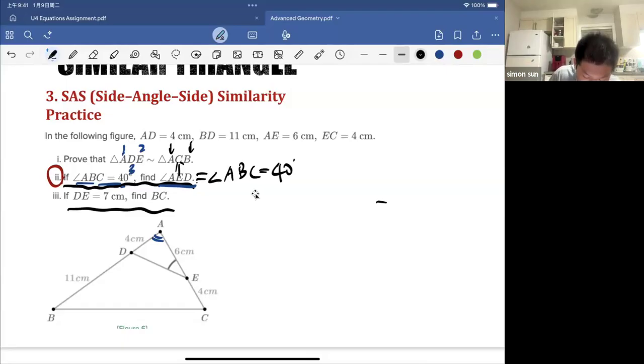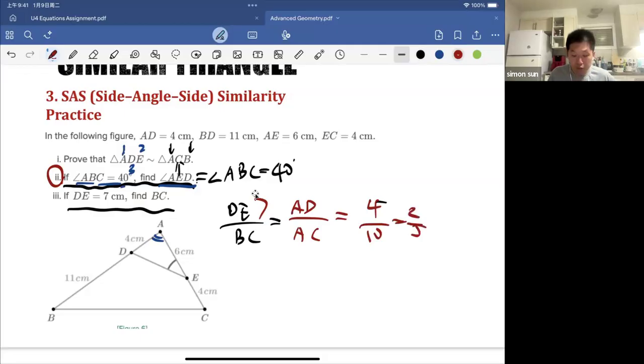Okay. And this one is also the same. So we do DE over BC, or 7 over BC, is equal to AD over AC. AD is 4, AC is 10, so 2 over 5. So for this one, BC is equal to 35 over 2, equal to 17.5. Okay.